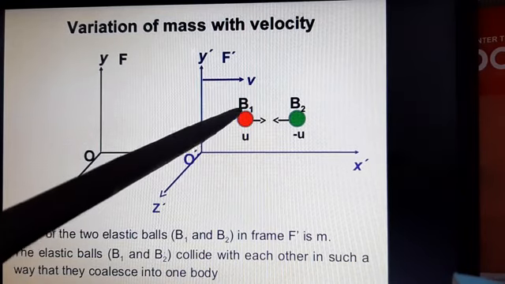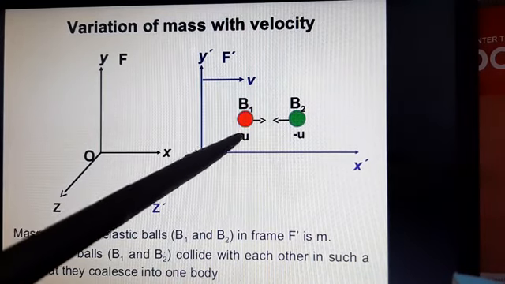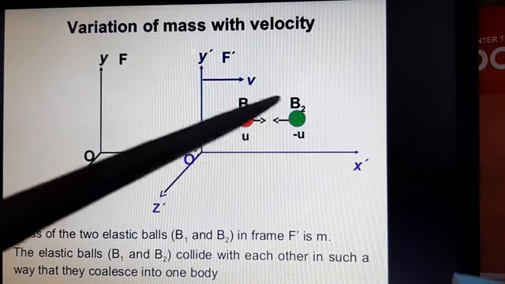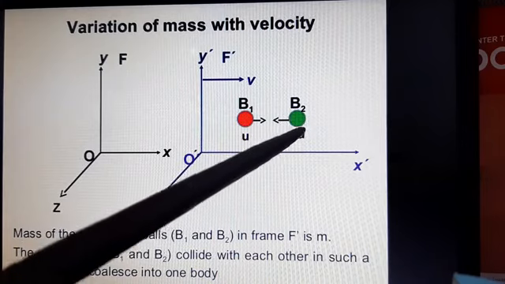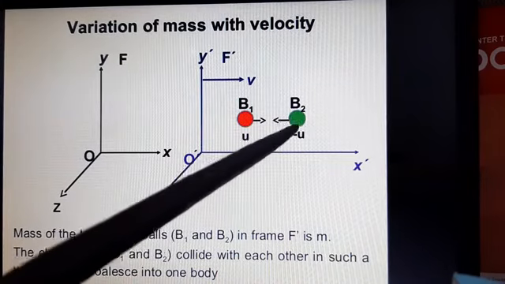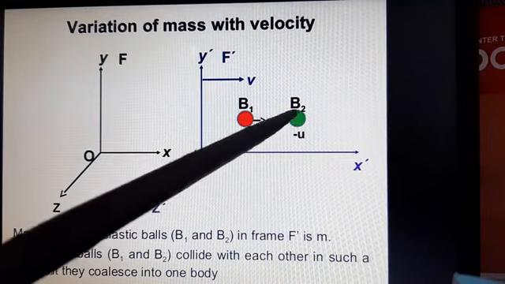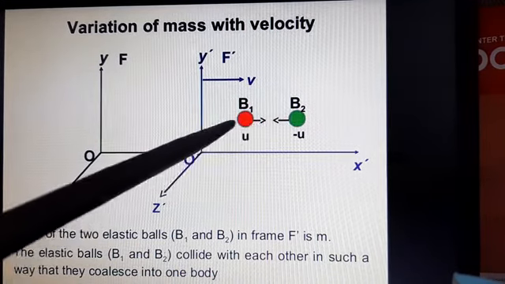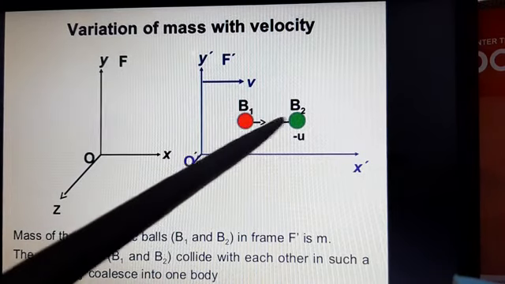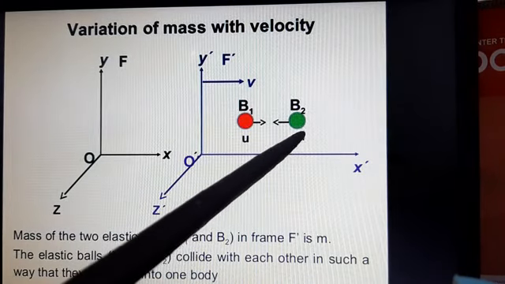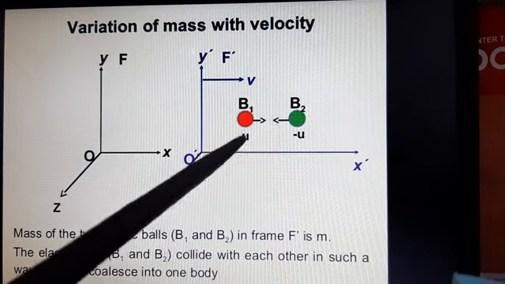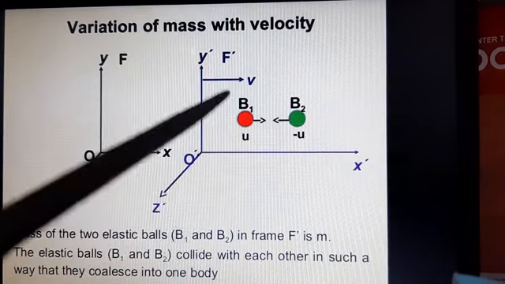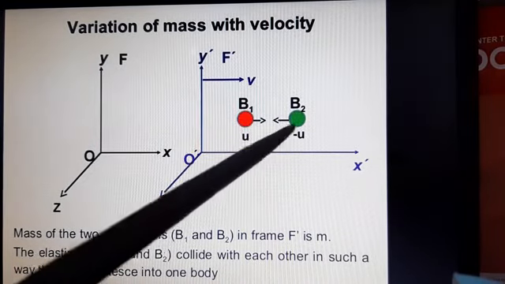This ball is moving with velocity u along the positive x-axis, and this ball is moving with velocity minus u, towards the ball b1. It means both balls are approaching each other with the same speed, u and minus u. Minus means the direction is negative, otherwise the magnitudes are the same. So this is happening with respect to the F dash frame.